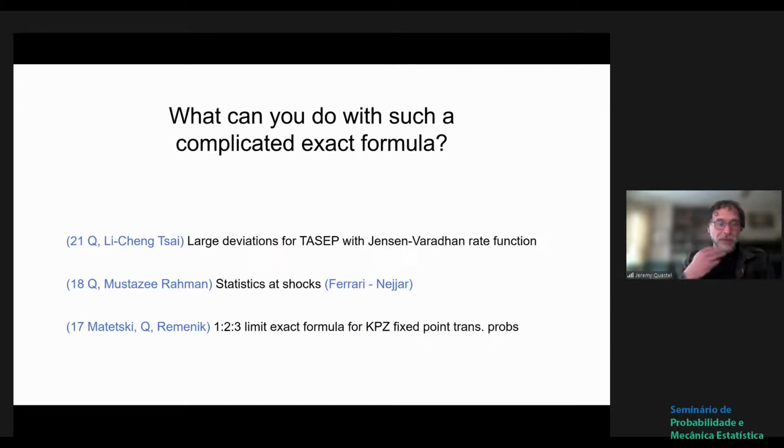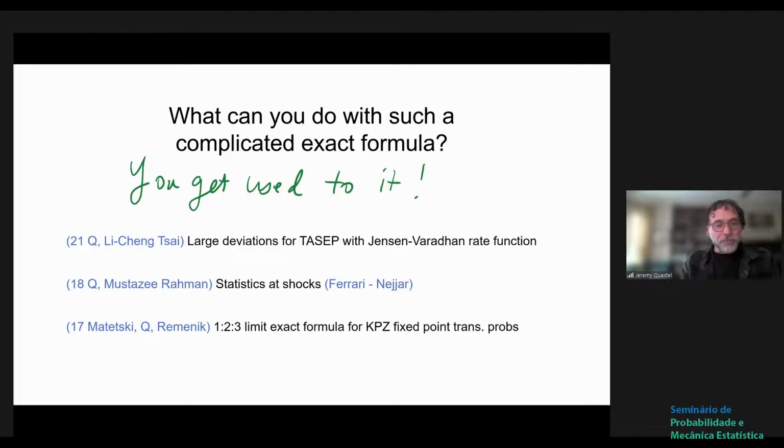What can you do with such a complicated exact formula? Well, actually, you can do a lot. In fact, I suspect most problems about TASEP which don't involve two times can actually be solved this way, and even some which do depend on two times. So I'll just list a couple of things. What you do is you just keep working with the formula and you get used to it.